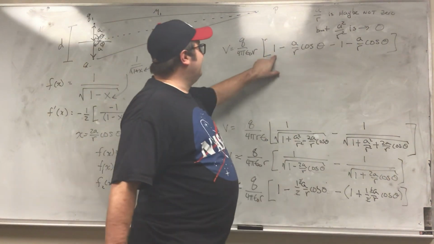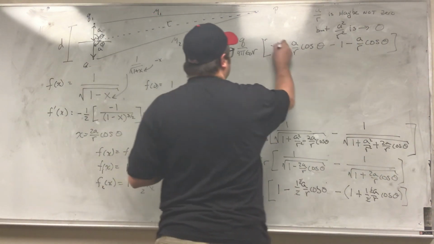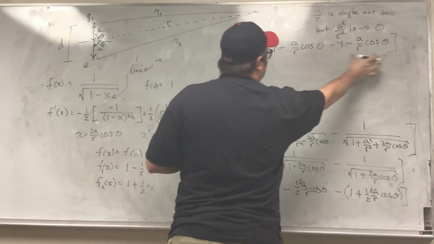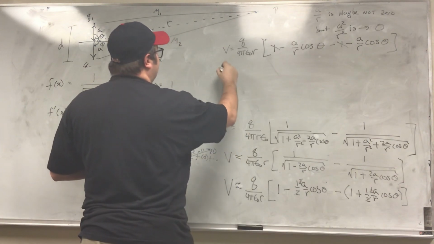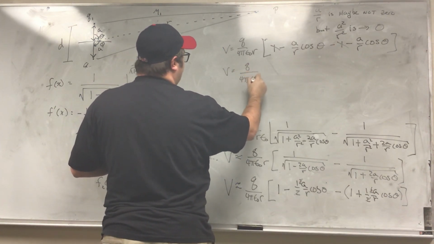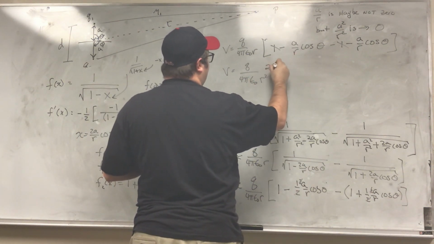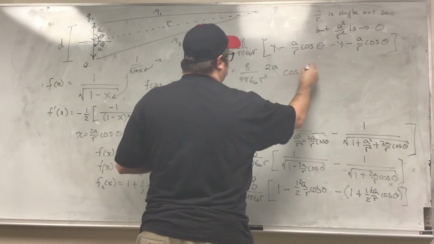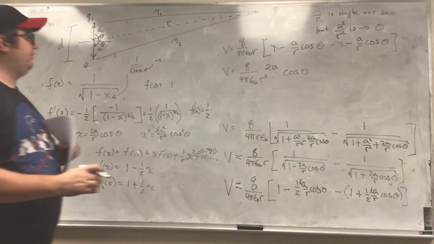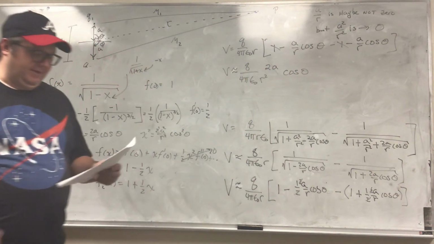Right? And if I knock that out, these terms are going to go away. 1 minus 1 is 0, and I'm left with just these two terms. So V is equal to Q over 4 pi epsilon naught r squared times 2a cosine theta. And so this is the approximate potential when you're far away.